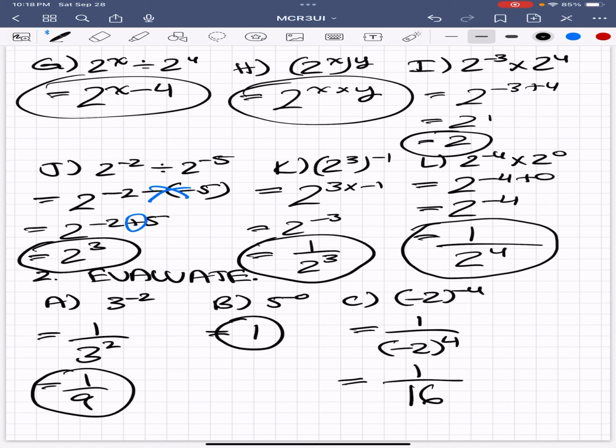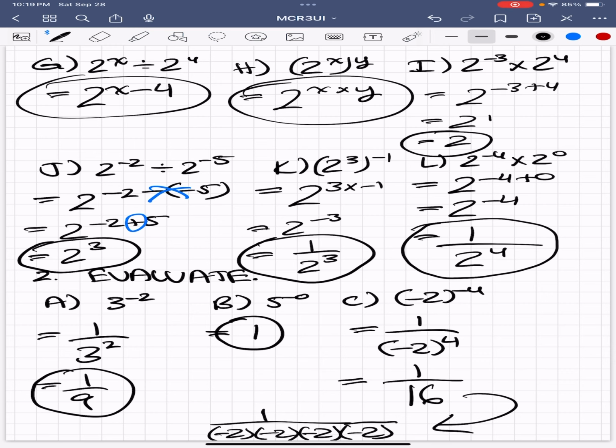2 to the power of 4 is 16, but it's also a negative number, so basically it's 1 over -2, -2, -2, -2. So -2 times -2 is positive 4. Positive 4 times -2 would be -8. -8 times -2 is positive 16.